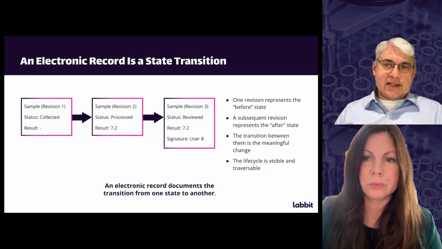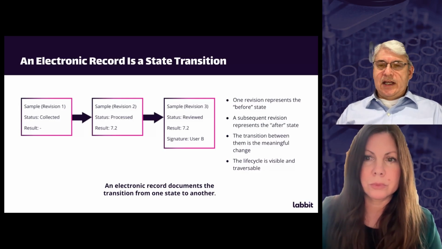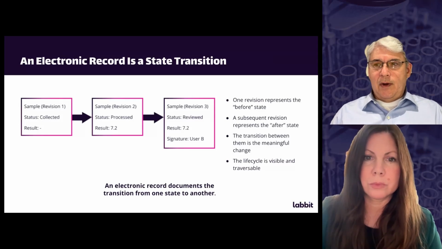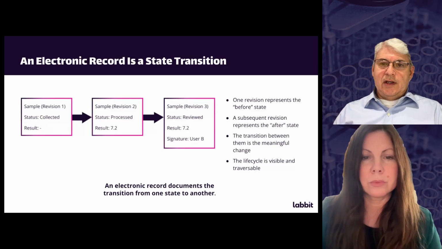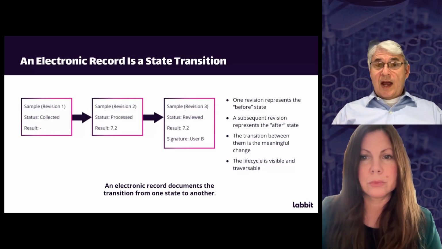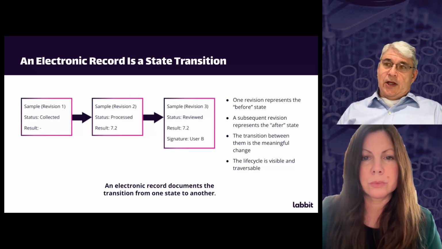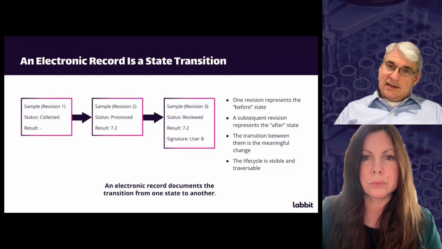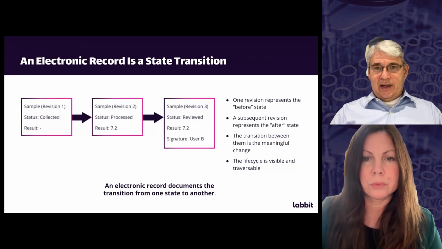So that first box represents, let's say, the initial node of a sample. So you have a sample, it's revision 1, it has a certain status associated with it with no results. Over time, you're going to process that sample. And so now you have revision 2 of that sample. It has a different state. Now it's processed. It also has a result that's entered against it.